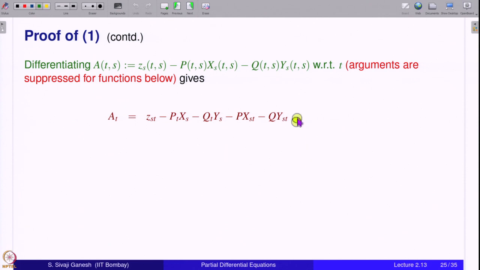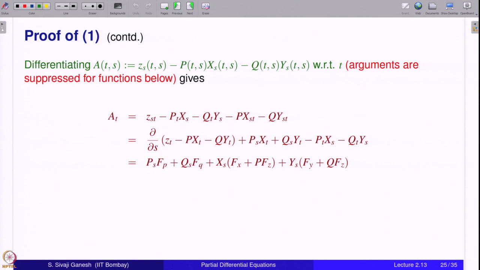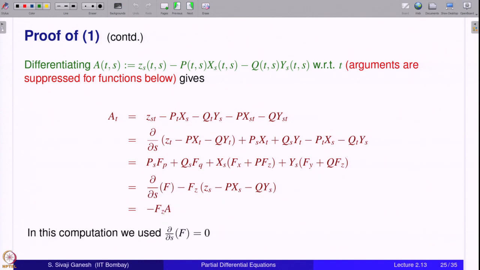So, A_t equal to z_st, right, p_t x_s, q_t y_s, p x_st, q y_st. Now, a small rearrangement is required, it is algebra, so that we will get f_z into A, minus f_z into A. So, we are going to use the Charpit ODE equations here and we end up getting this, that is same as minus f_z A because this is 0. So, we use the partial of f with respect to s is 0, which is a consequence of f of x, y, z, p, q being 0.